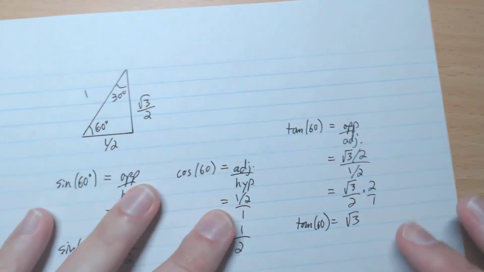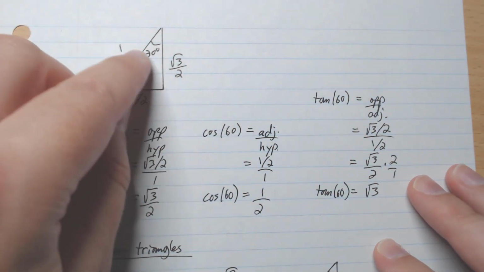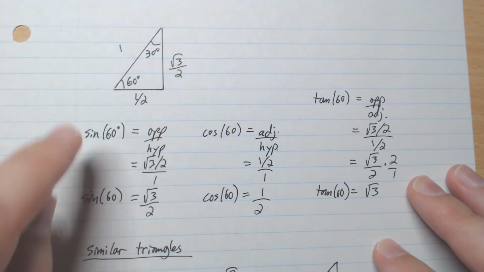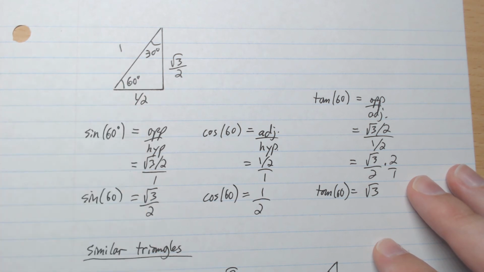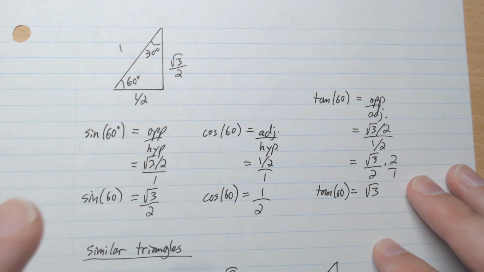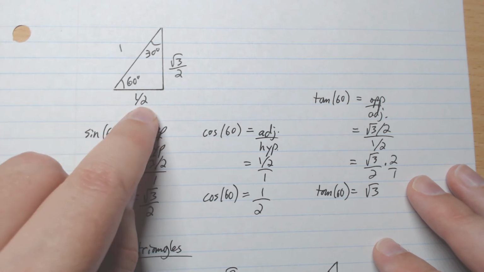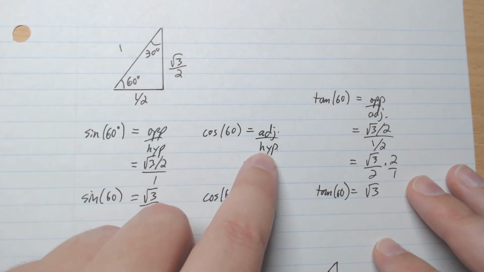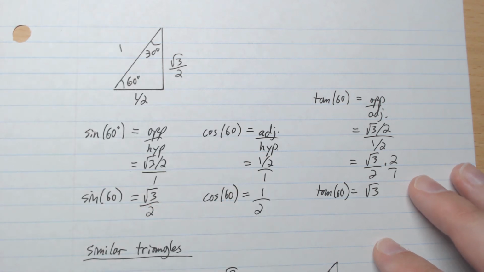Okay, and so we can still use that same triangle, except instead of looking at it from the 30 perspective, we're going to look at the 60 degrees perspective. So sine of 60 is opposite over hypotenuse, so root 3 over 2 divided by 1, which is root 3 over 2. Cos of 60, adjacent over hypotenuse, so half over 1, which gives a half.